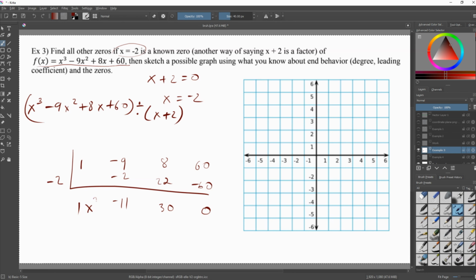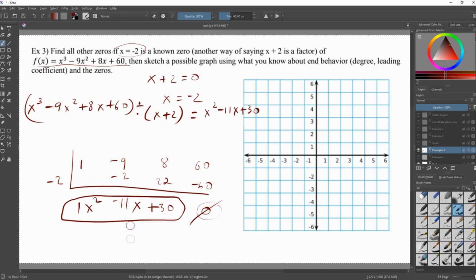So then that becomes 1x squared minus 11x plus 30, 0 remainder. So it goes in evenly. There is no remainder. So when I divided this, I get x squared minus 11x plus 30. All right. So what that means is this thing times this thing gives you that. It's the same thing. I just broke it down. Now I can factor this some more. Now it's factorable because it looks like it's a quadratic. So I'm going to factor that, and I can get my other zeros, right? So I factor that, I get something like this.